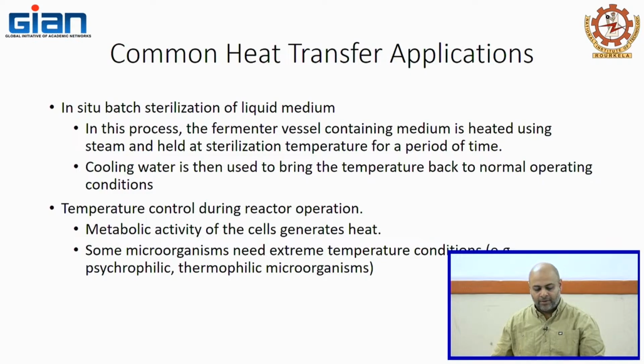Okay? So, temperature control during reactor operation is very important to manage a few things. The metabolic activity of the cells generates heat, so we have to have temperature control, because as the cells are growing, they are also going to generate heat. We already had this discussion at the very beginning of the session today. Some microorganisms need extreme temperature conditions, for example psychrophilic and thermophilic microorganisms. For those we have to maintain a very high temperature.